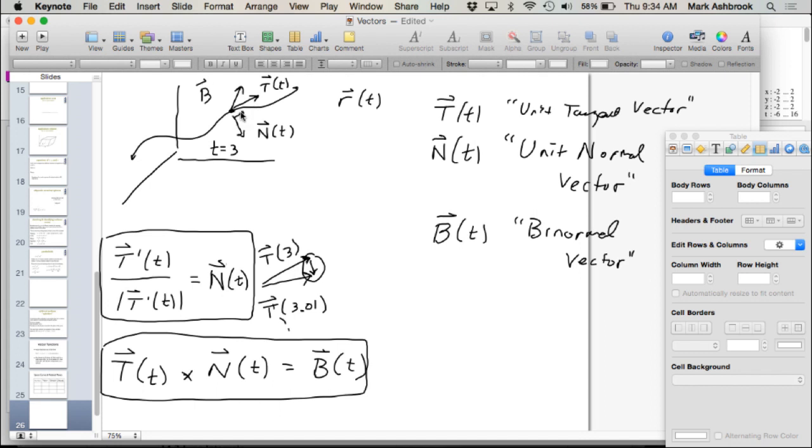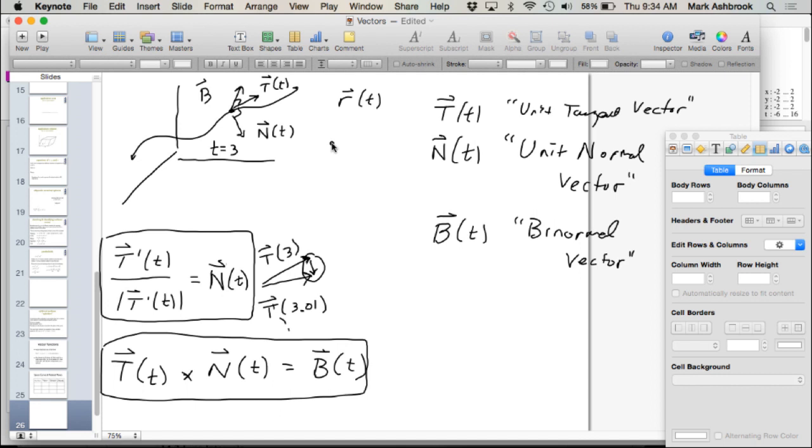So everything is orthogonal. What you get is a little three-dimensional coordinate system that moves along with the curve as t changes. Where capital T is always pointing in the direction of the curve. N is always pointing in the direction of turning. Okay? And then B is orthogonal to those two. That's called the binormal vector.